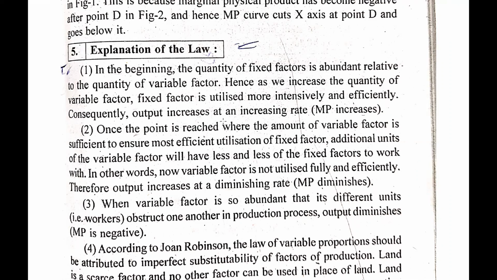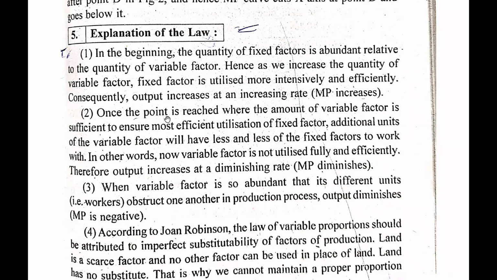Now we need to see the explanation of the law as well. In the explanation of the law, we read: in the beginning, the quantity of fixed factor is abundant relative to the quantity of variable factor. Hence, as we increase the quantity of variable factor, that is labor, the fixed factor is utilized more intensively and effectively. Consequently, output increases at an increasing rate, and marginal production also increases.